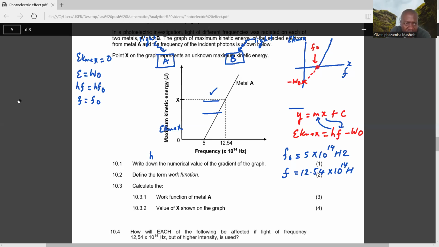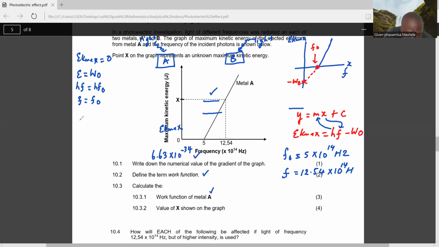So the gradient will be 6.63 times 10 to the power minus 34. So we've answered the first question. Then the second question says, define the term work function. Work function is the minimum amount of energy that is needed to emit an electron from the metal surface. I believe you're following.